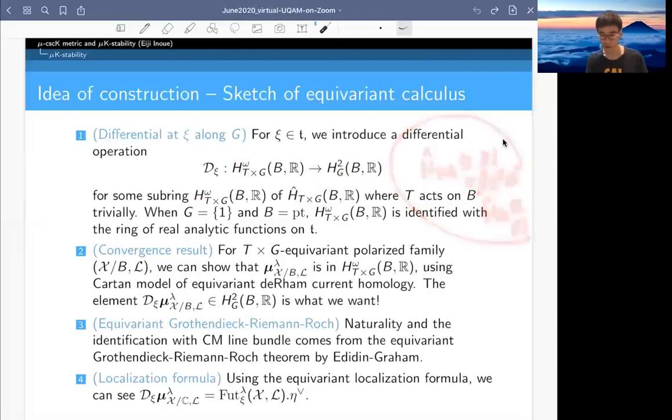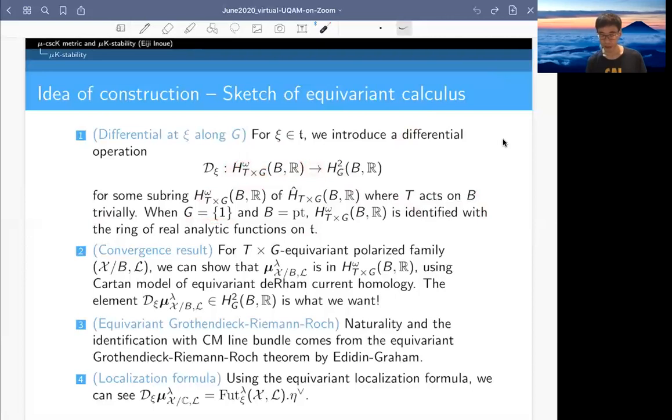And using this decomposition, we define a differential operation so that when B equals a point, it actually gives a differential. When B is a point and G is trivial, we can identify this thing with the real analytic functions on T.